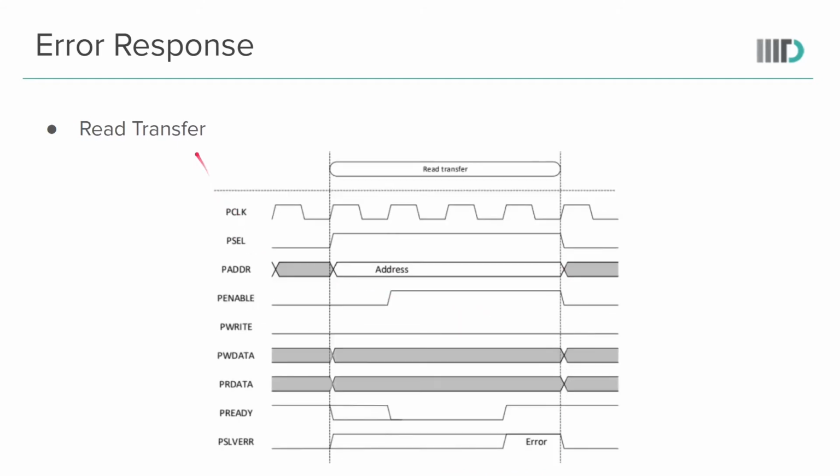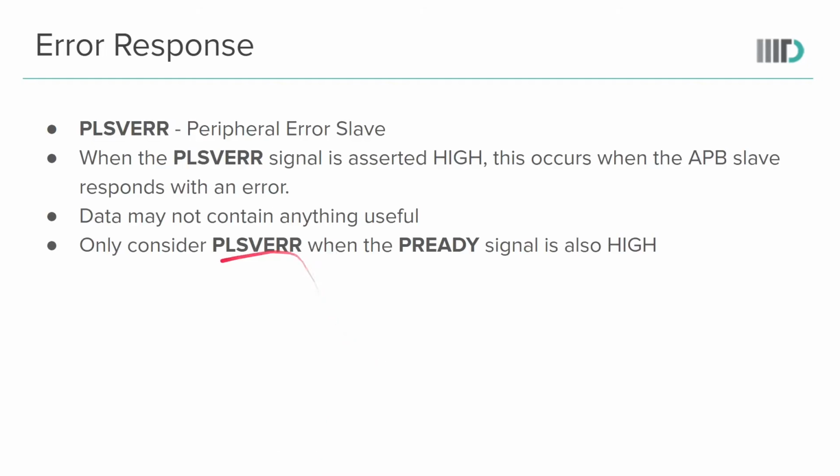Similarly, for the read transfer, it's a similar situation to the previous one. Here again no data is actually being read from the error, and the same situation applies, where at the first clock cycle, if both the P ready and the slave error are high, we do not consider that to be an error response. The data may not contain anything useful, and we only consider the slave error when the signals are high after at least 2 clock cycles of the transaction have completed.